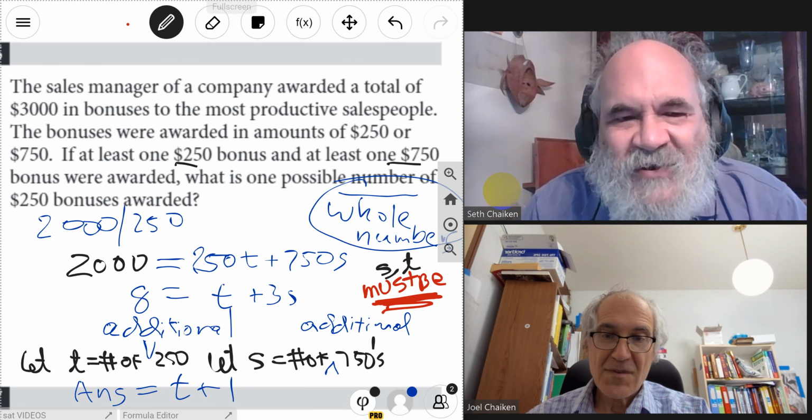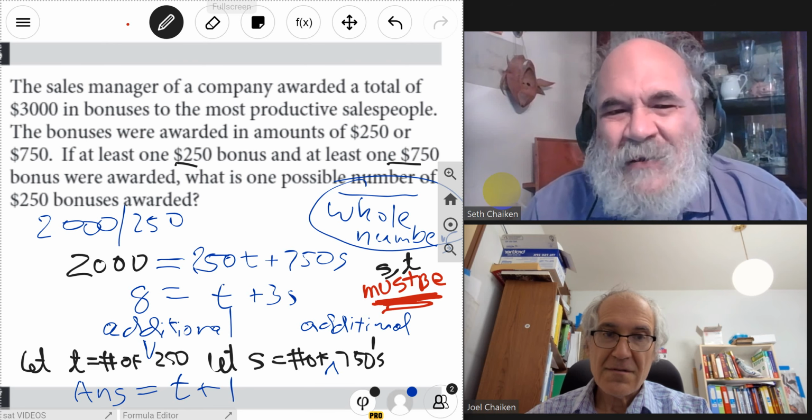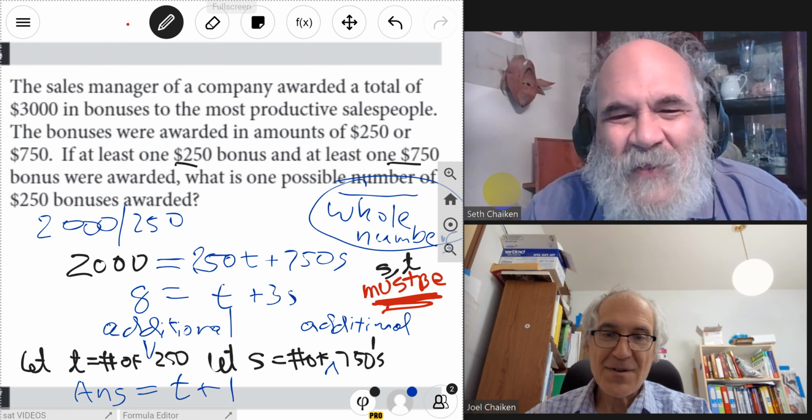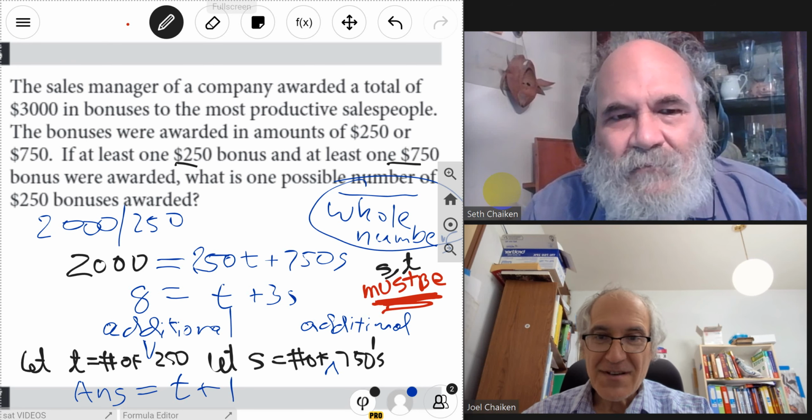If t were 0, 8 would have to be a multiple of 3. Well, that's what I said. S can't be an integer. If t is 0, S can't be an integer to solve this equation.